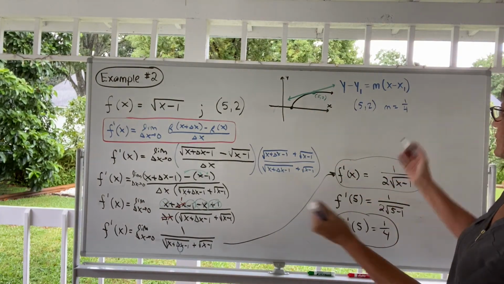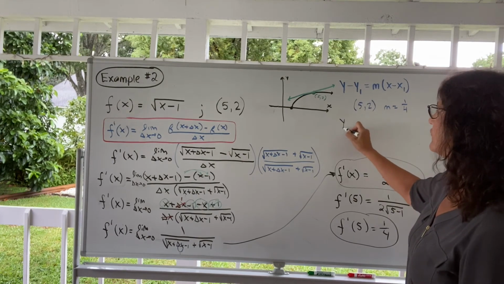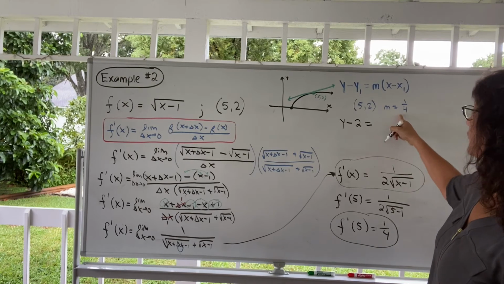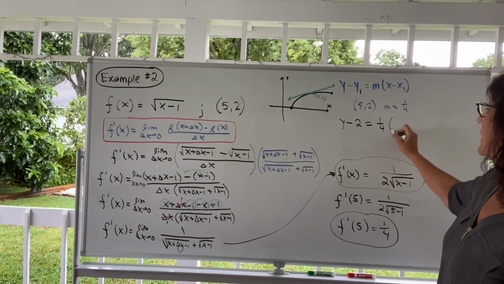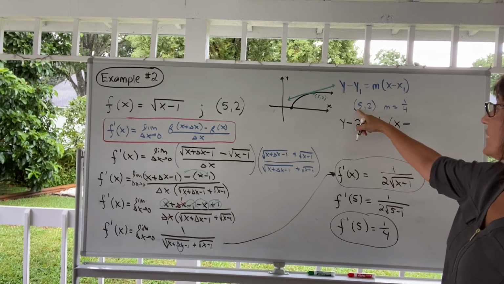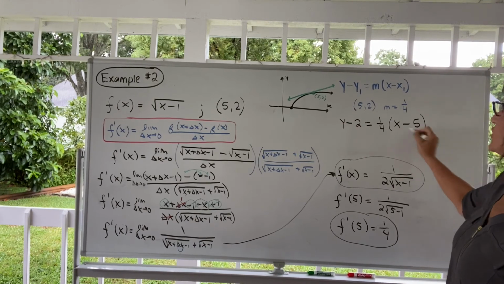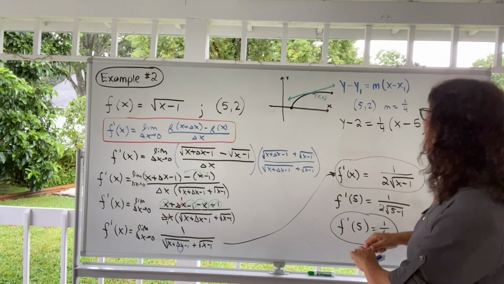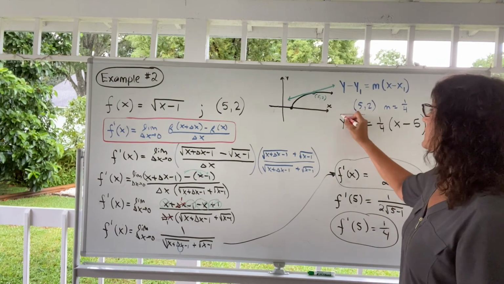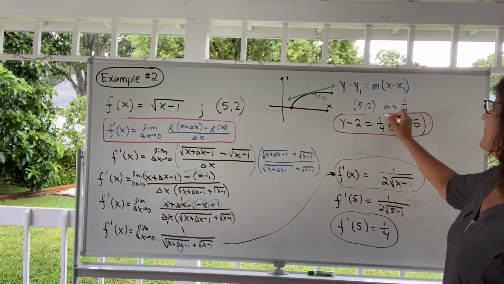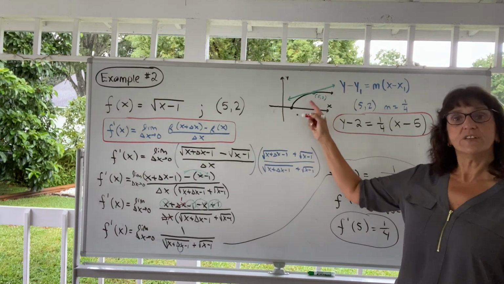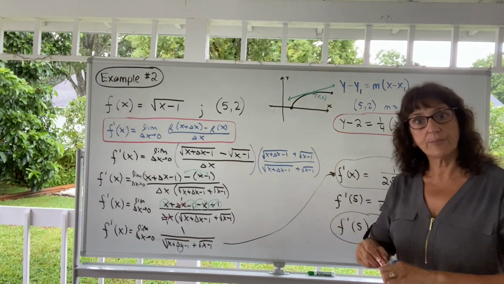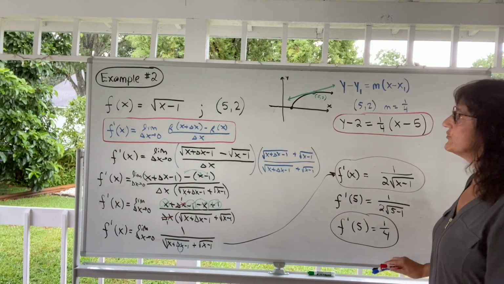So here we go. The equation of the tangent line: y minus the y coordinate goes here, equals your slope 1/4 times the quantity x minus your x coordinate. Here is the equation of that green line. The point it passes through is 5, 2. And the slope is positive 1/4. You can see positive 1/4 of the slope, not too steep. It is a positive direction, so that's what your slope is.